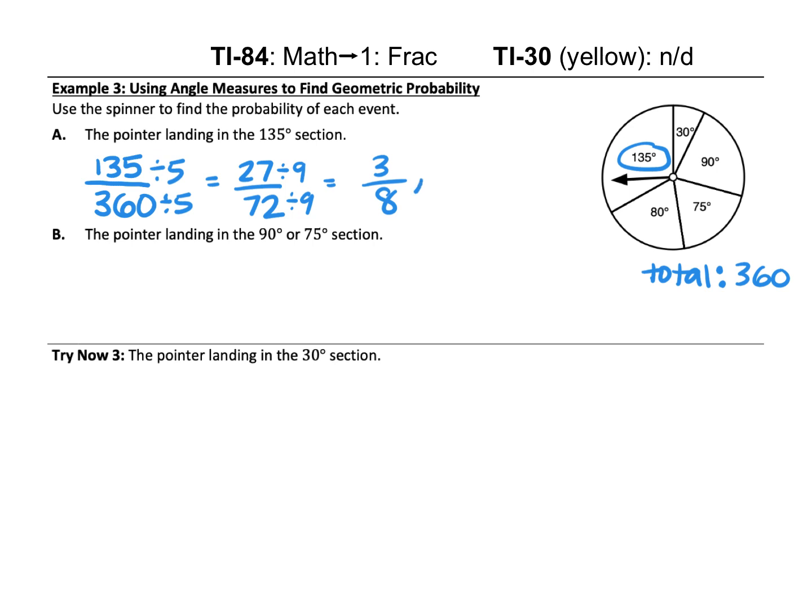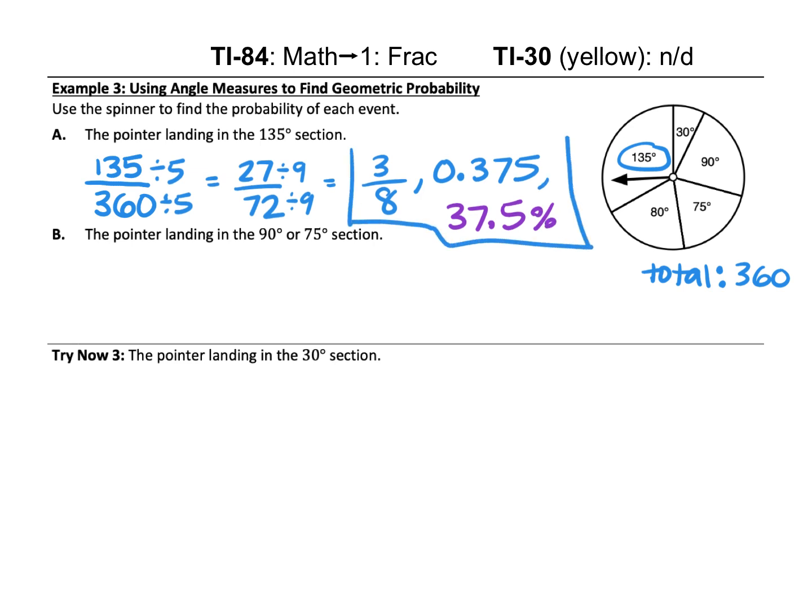Let's also do a decimal and percent. 3 divided by 8 is 0.375. And then to make that into a percent, we just slide the decimal over 2 positions, so that is 37.5%. So all three of these are different ways to express the same probability.